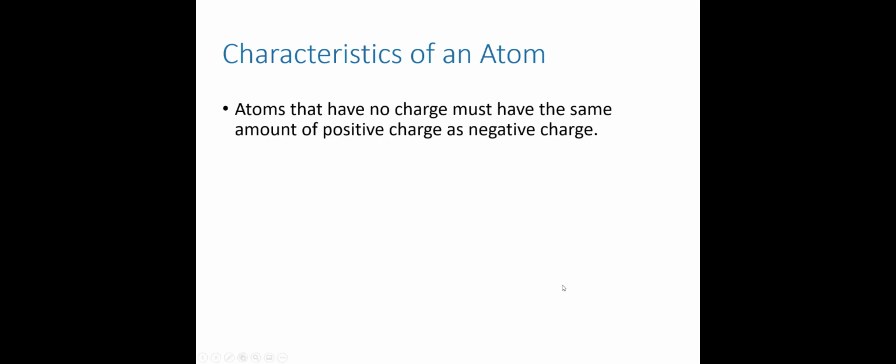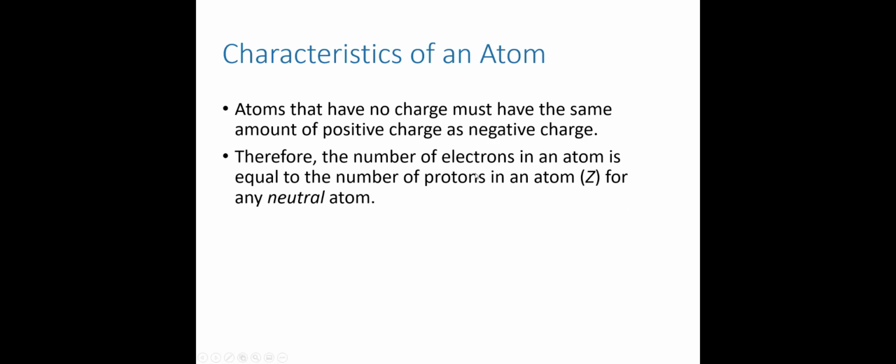Now, atoms that have no charge at all must have the same amount of positive charge as negative charge. I'm just going to call those neutral atoms. So neutral atoms have the same amount of positive charge as negative charge by definition. And so, because an electron is as negative as a proton is positive, in any neutral atom, the number of protons has to equal the number of electrons.